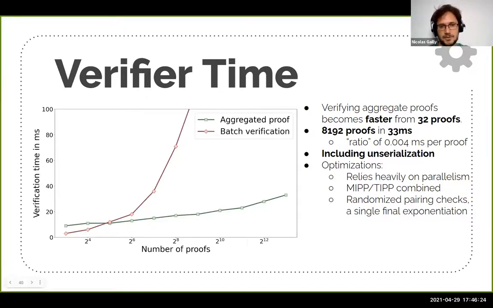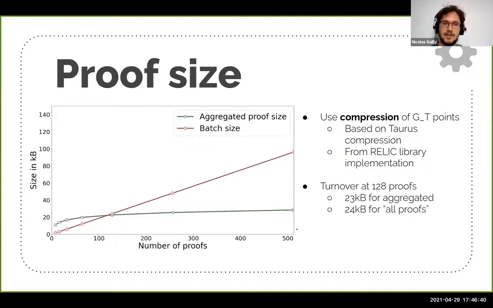We can see that if you simply verify using batch verification, you're still better off as long as you verify fewer than 32 proofs. If you start verifying more, then you're better off using this scheme. As for the proof size, if you simply use batch verification, you need to get all the proofs separately, so this is linear. Aggregation becomes smaller, at 128 proofs here. And we are using compression of GT elements based on Torus compression, which is derived from the implementation in the Relic library.